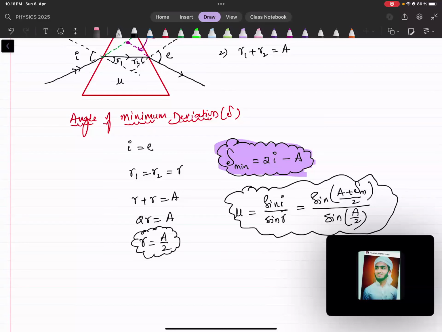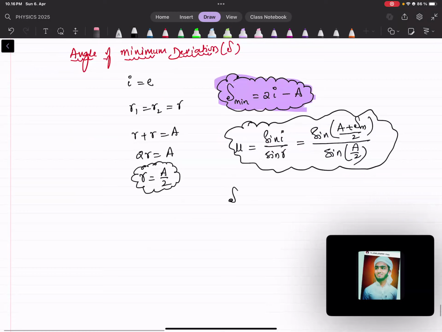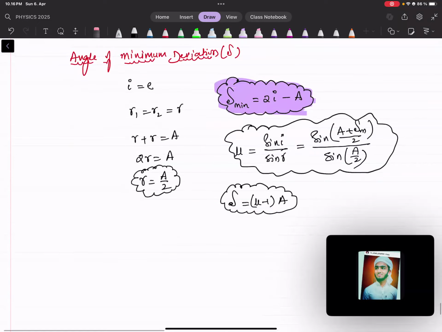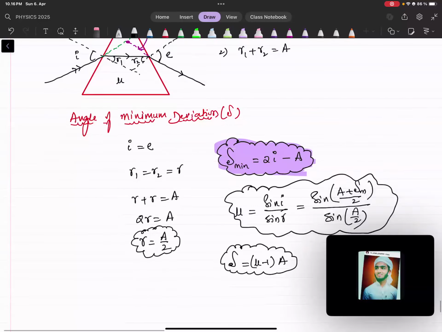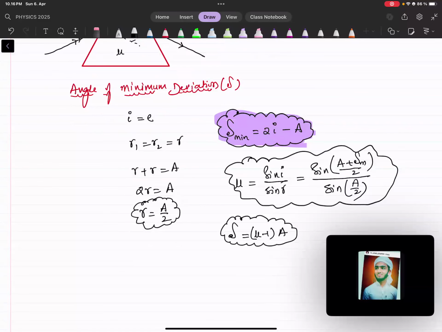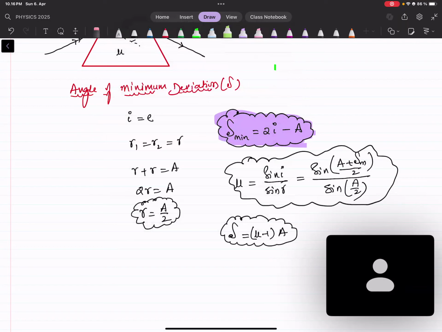Clear, beta? For minimum deviation, the deviation is also given by delta equals mu minus 1 into the angle of your prism A. For minimum deviation, delta will be equal to mu minus 1 into A, part of the relation. Am I clear? Yes, sir. This formula is very, very important, beta, for you.